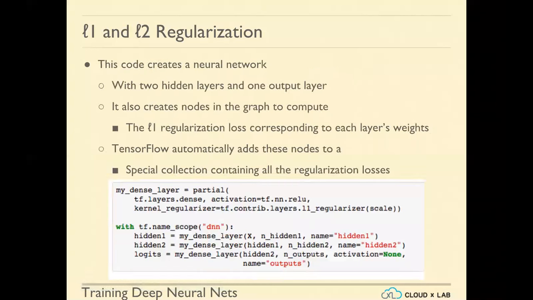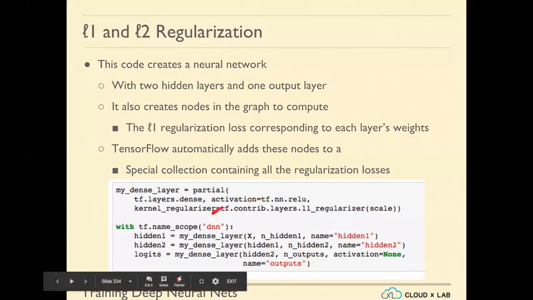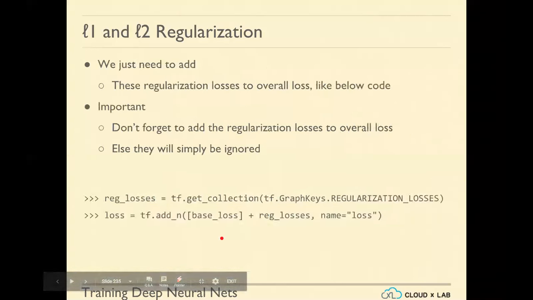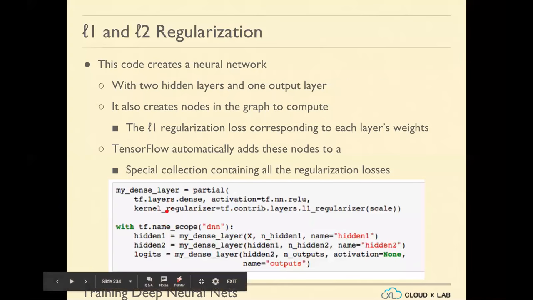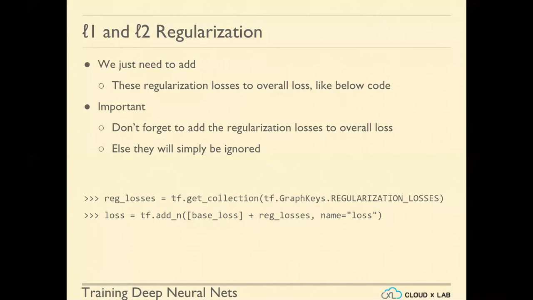This is how we are regularizing it. Now this code creates a neural network with two hidden layers and one output layer. It also creates the graph to compute the L1 regularization loss corresponding to each layer's weights. TensorFlow automatically adds these nodes to a special collection containing all of the regularization losses. Whatever we are doing here is the same as the previous screen. Now it's going to add one more node corresponding to the regularization losses. The overall loss is the summation of the base loss plus the regularization losses.